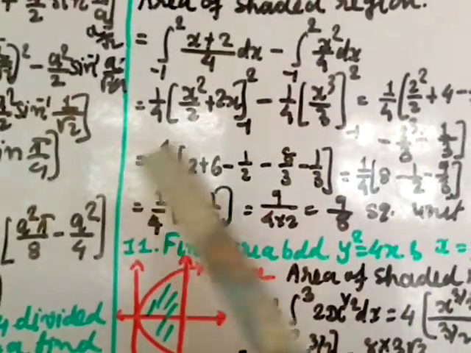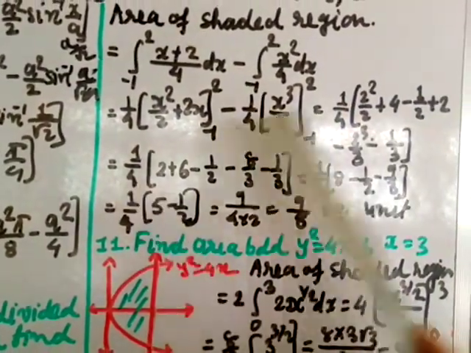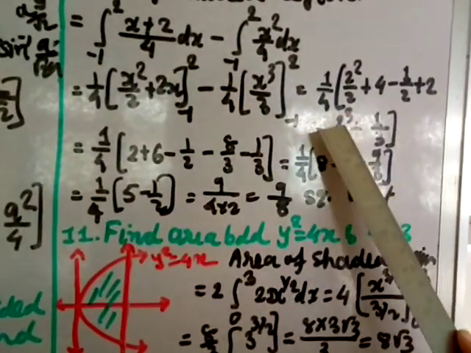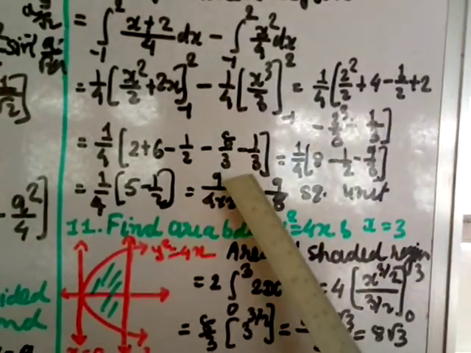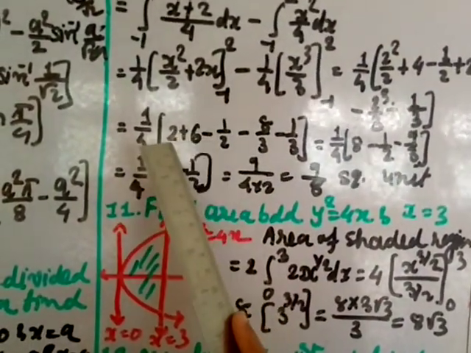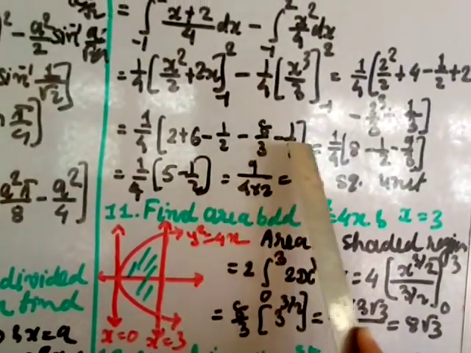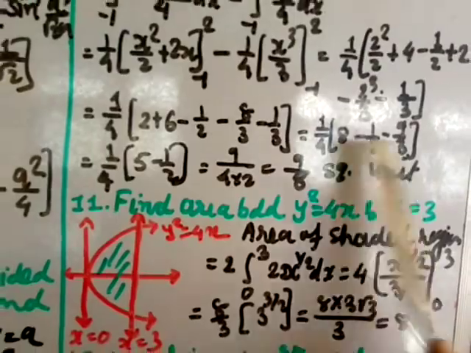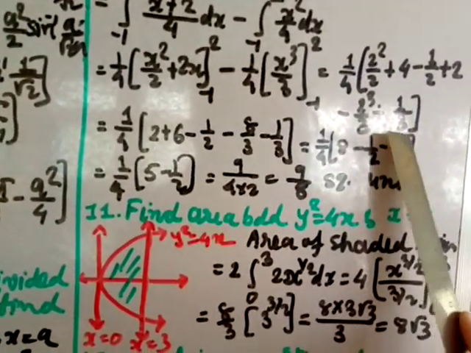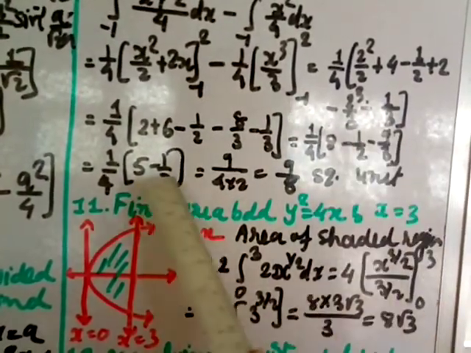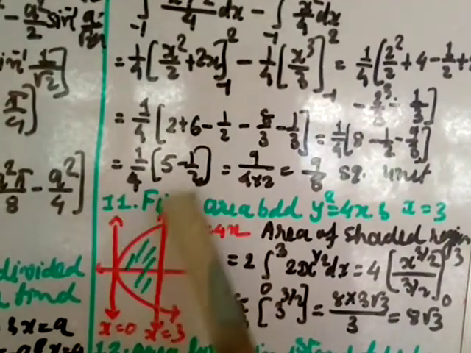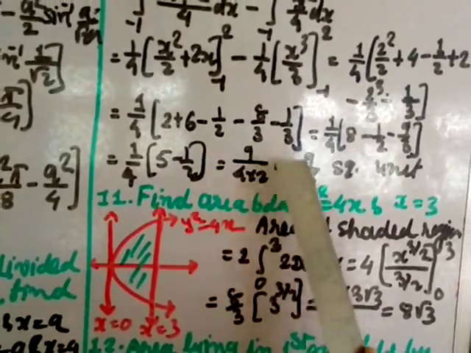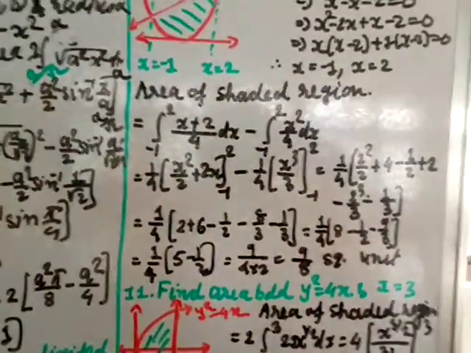So 1 by 4, 2 and 1 by 2 you cut, so 2 remains. Here 4 plus 2 I have added, 6, minus 1 by 2, 2 cube is 8 by 3 minus 1 by 3. I'm just simplifying now. 2 plus 6 is 8, then 8 minus 9 by 3, and this minus 1 by 2 here. When you cut, you get here 3. 8 minus 3 gives you 5, and this minus 1 by 2. Take LCM, you get 5 into 2, 10, minus 1 is 9, divided by 4 into 2. So 9 by 8 square unit. So that is the answer for question number 10.